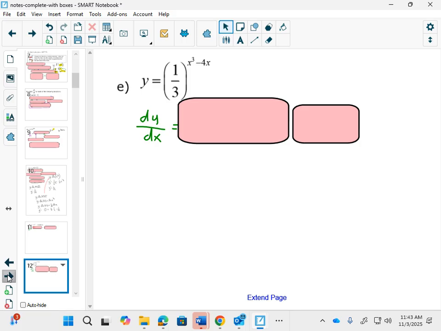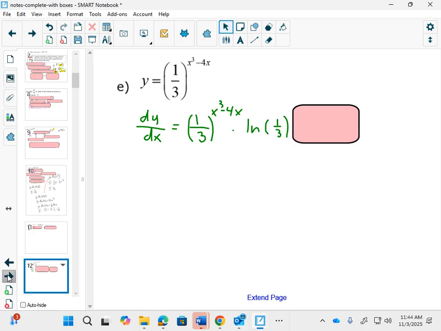What's the inside function? What's the outside function? The x cubed minus 4x is inside a 1/3 to the x. So first we have to do the derivative of the outside, the 1/3 to the x, keeping the inside the same. What's the derivative of 1/3 to the x? 1/3 to the x, natural log of 1/3. So we would have 1/3 to the power, keep the inside the same, natural log of 1/3. Multiply by the derivative of the inside.